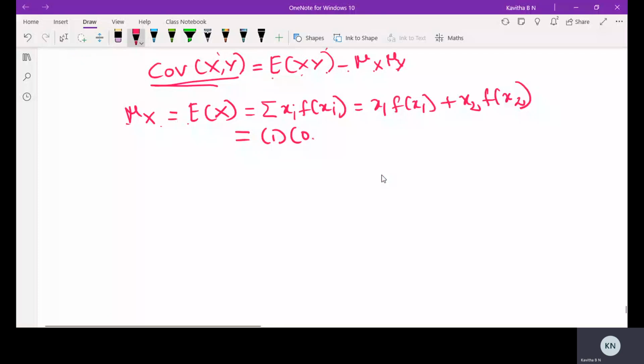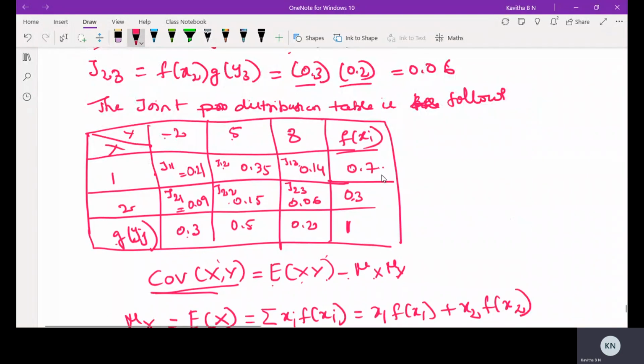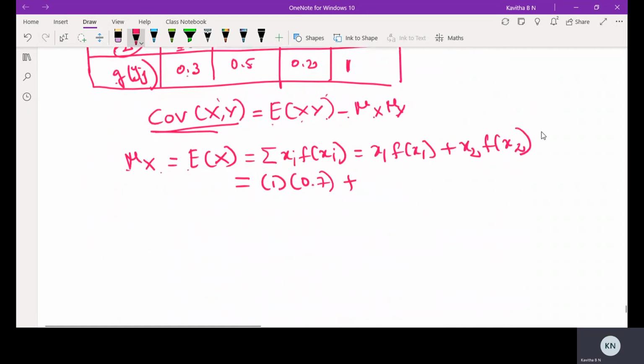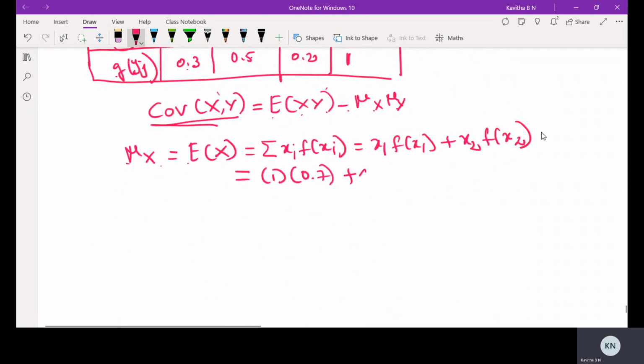Okay, here 0.7 plus x2. Observe here, this is also x2. x2 is equal to 2. Okay, f of x2 is 0.3. x2 is 2, f of x2 is 0.3. Means 0.7 plus 0.6. Okay, add it, you will get 1.3. Similarly, we need to find expectation of y.